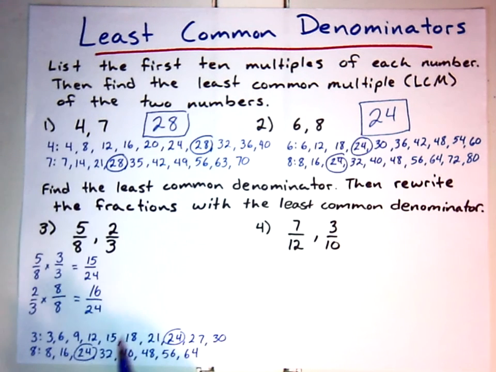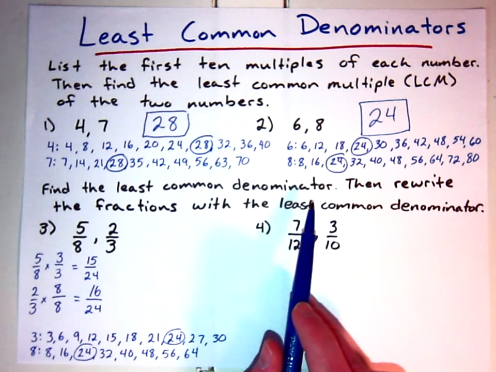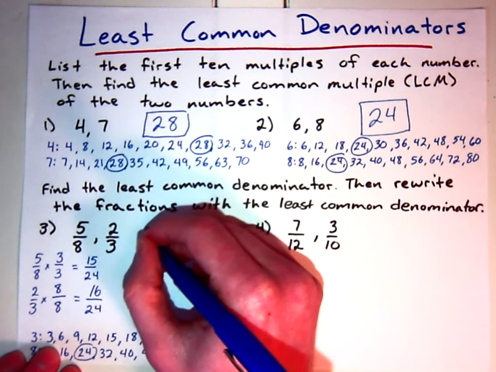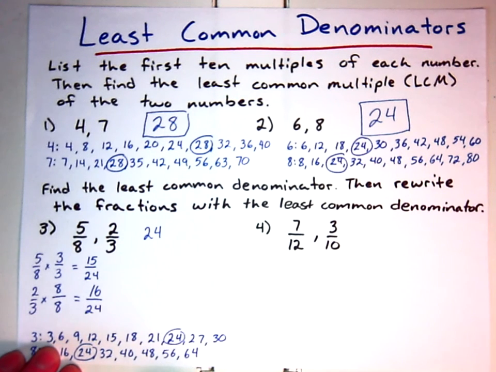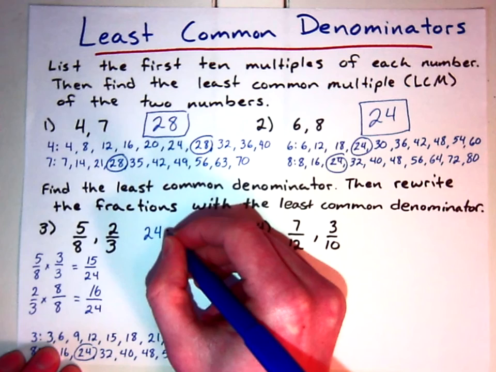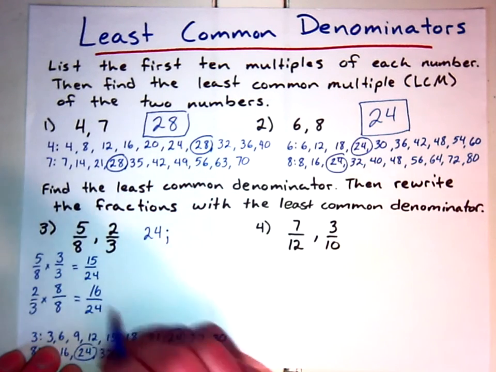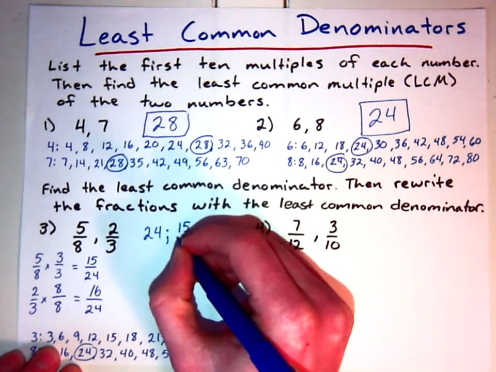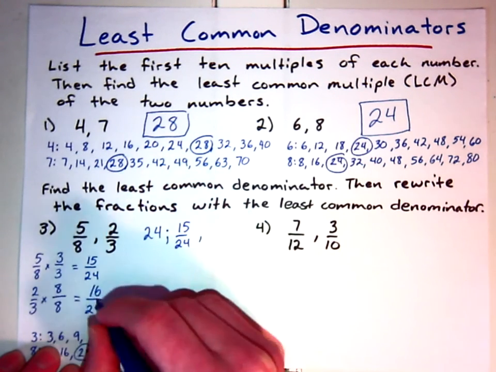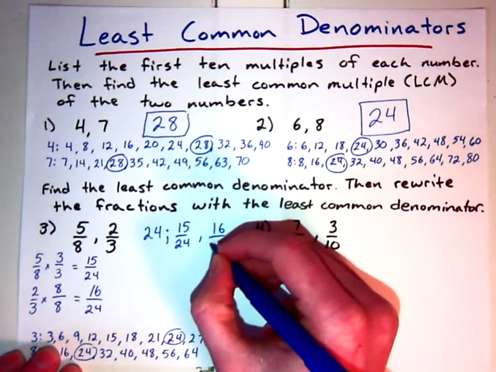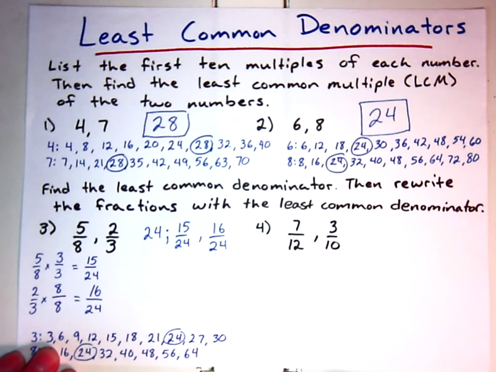So let's make sure we reread these rules and make sure we know what we have to find. Find the least common denominator. That was 24. And then rewrite the fractions with the least common denominator. So the first part is 24, and then I have 15 over 24 and 16 over 24. Perfect. Now, let's move on to number 4.